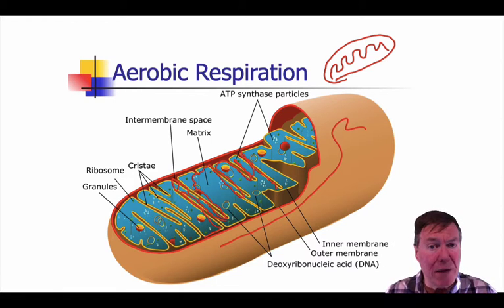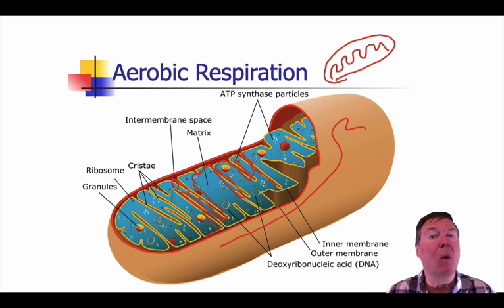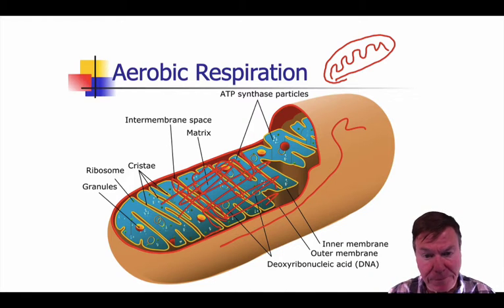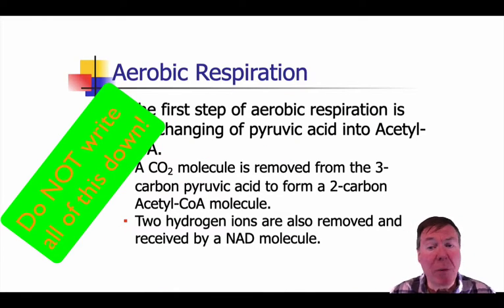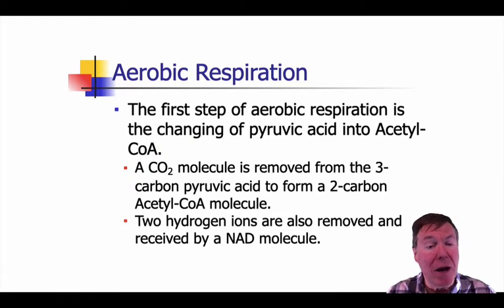So we're taking that pyruvic acid that we got from glycolysis, from breaking down a glucose into two 3-carbon molecules called pyruvic acid, storing the hydrogens on NAD, and we get the two ATPs. We're going to move that pyruvic acid into the inner membrane, this part of the membrane of the mitochondria. The first step of aerobic respiration is to change pyruvic acid into acetyl-CoA, and a carbon dioxide molecule is removed from a 3-carbon.